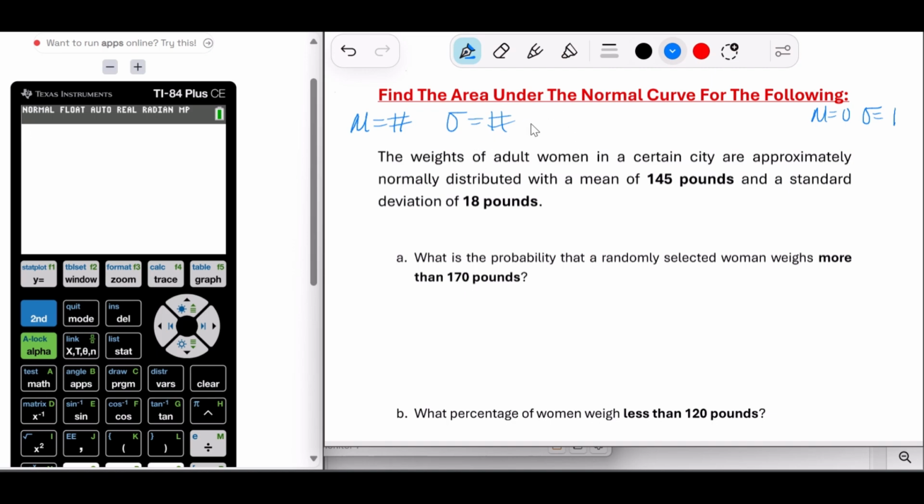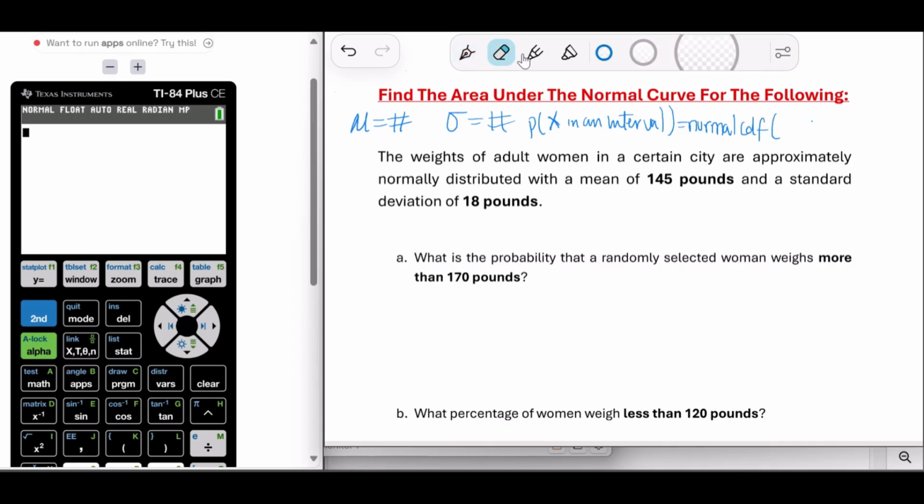But for the normal curve, the sigma is also going to be a number probably given to you. So by doing this, we can use the probability that our x, which is going to be our random variable in this case, is in an interval. To do this, we can use the normal CDF from the calculator. So we can use the normal CDF, the lower bound, the upper bound, the mean, and the sigma.